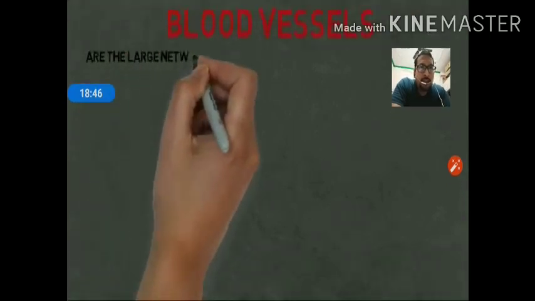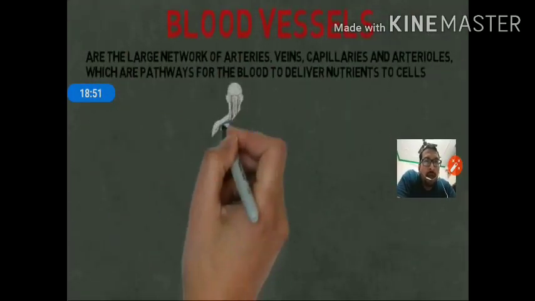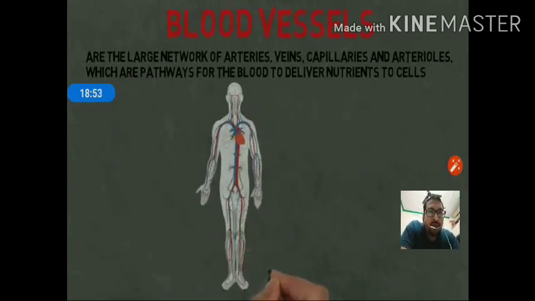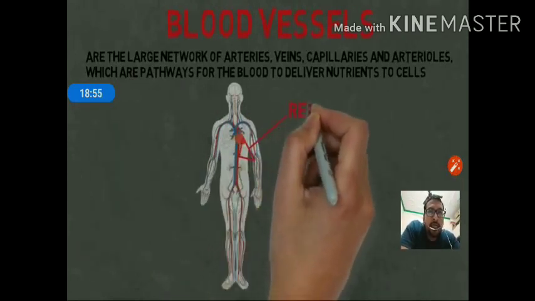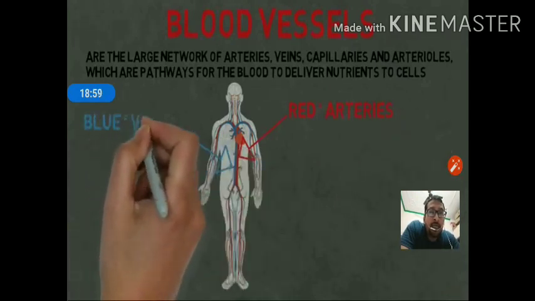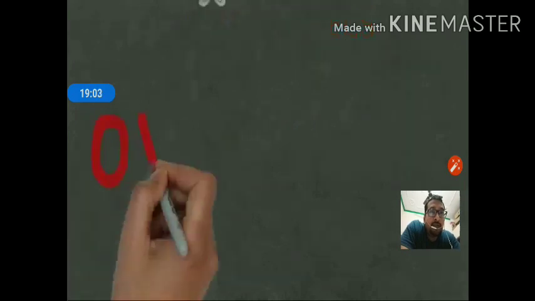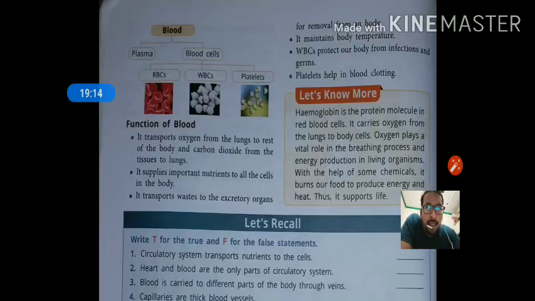What is being shown is the largest network of arteries, veins, capillaries, and arterioles, which are in your lungs, the pathways for the blood to deliver nutrients to all parts of the body. Let us recap what we have studied till now.